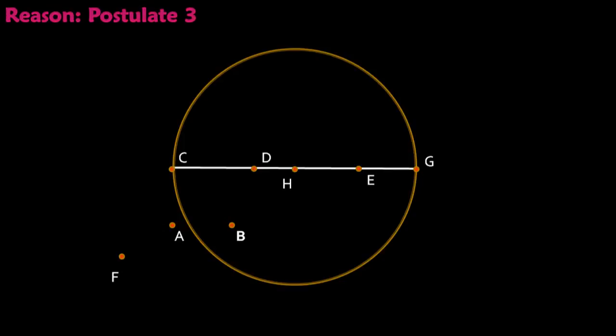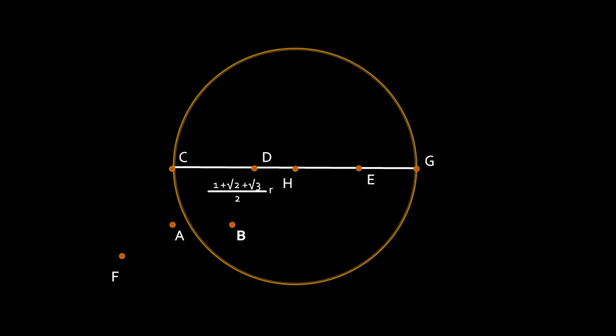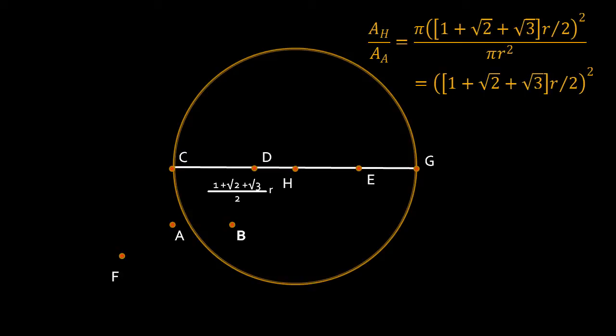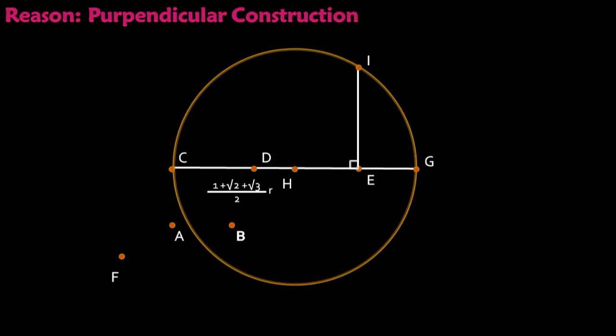Draw a circle centered at point H that passes through points C and G. The radius of this circle is half the length of segment CG. The circle's area is larger than the first circle by (1 plus the square root of 2 plus the square root of 3, all times R over 2), all squared. Extend a line segment from point E, perpendicular to segment CG, until it intersects the circle at point I.